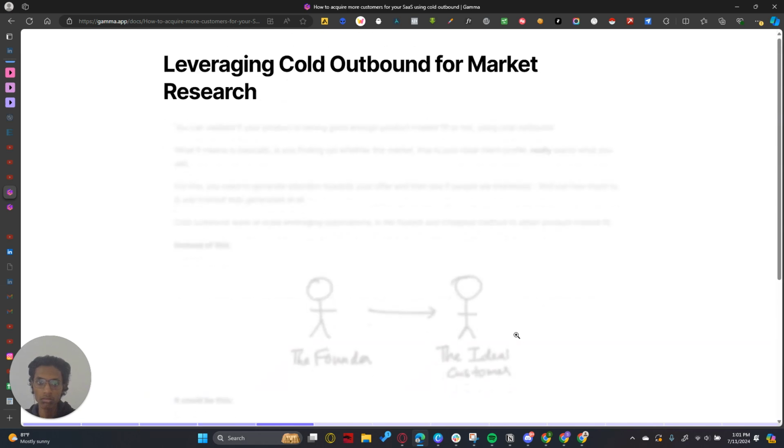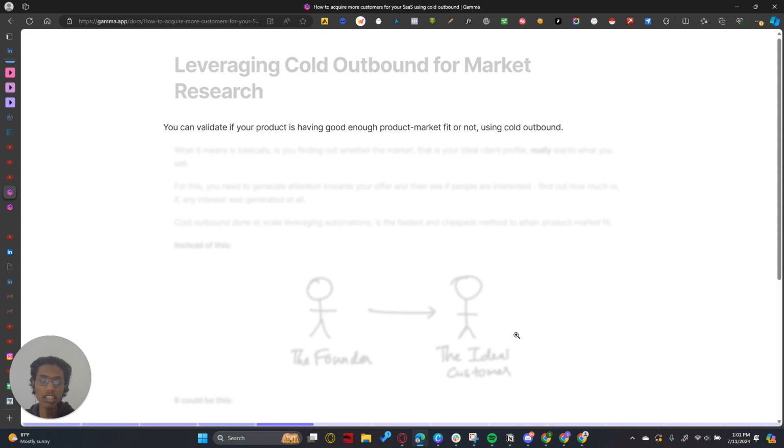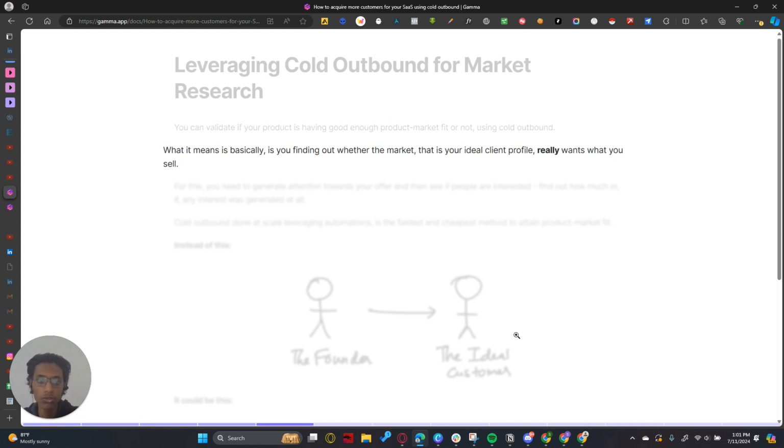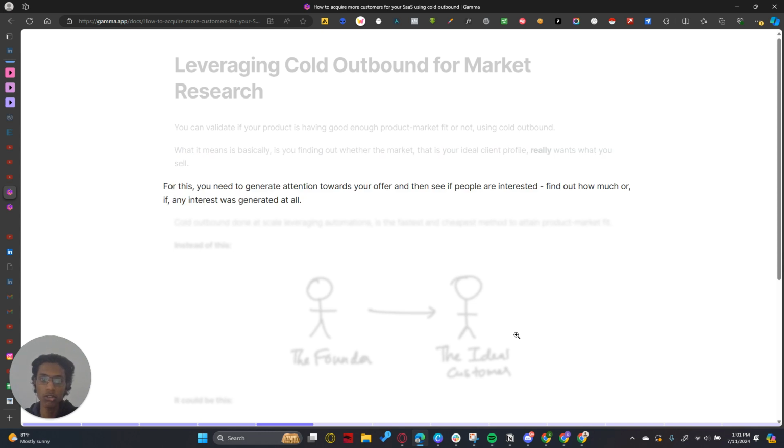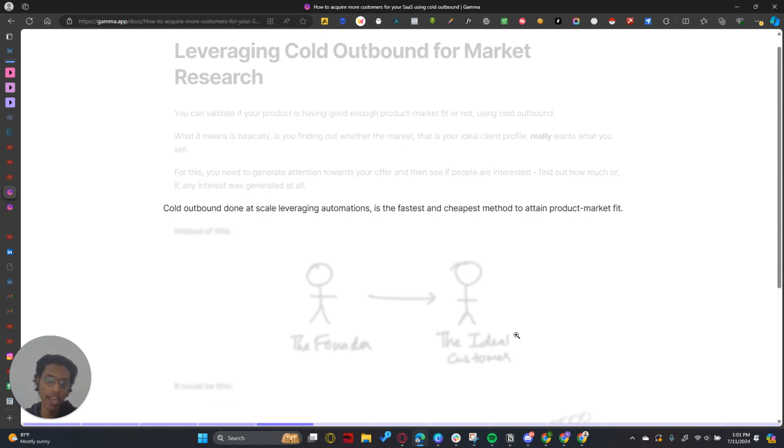Now, leveraging cold outbound for market research. You can validate if your product has good enough product market fit or not using cold outbound. What it means is basically you finding out whether the market, that is your ideal client profile, really wants what you sell or not. For that, you need to generate attention towards your offer and then see if people are interested. Find out how much, if any, interest was generated at all. Cold outbound done at scale, leveraging automations, is the fastest and cheapest method of attaining product market fit.